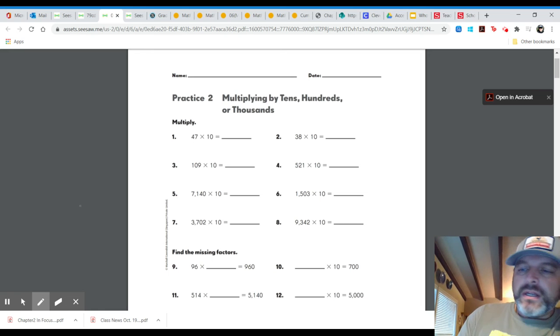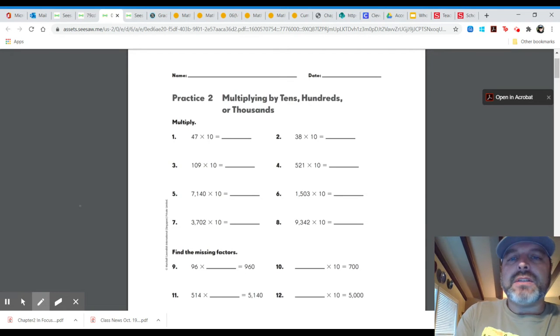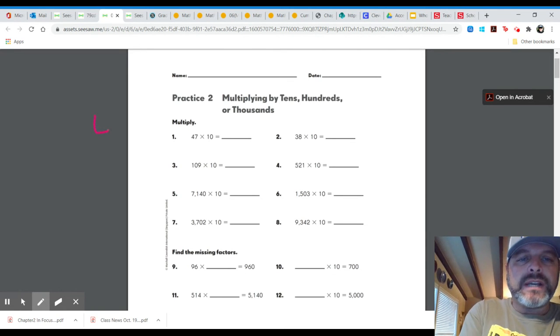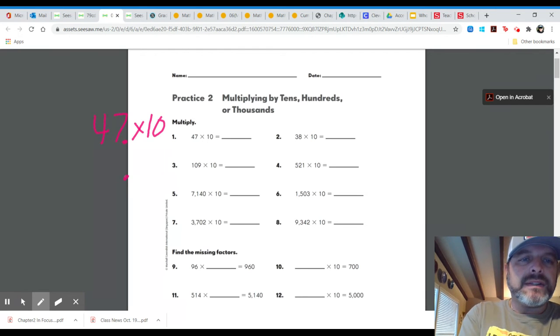Starting over again. All right, so as you can see here, whenever we multiply by 10, we basically are taking the number and moving it over. So if I did 47 times 10, remember, let's pretend there's a decimal point, because the decimal point is always after the number. This would be the tens, and this is the ones, and this would be the hundreds. So if we multiply by 10, the 4 goes to the hundreds place.